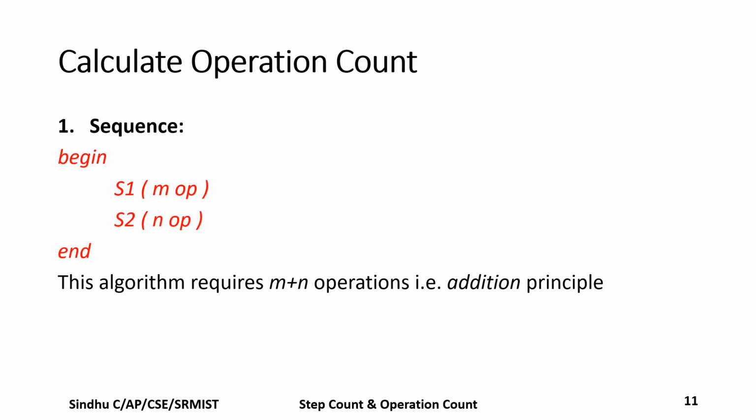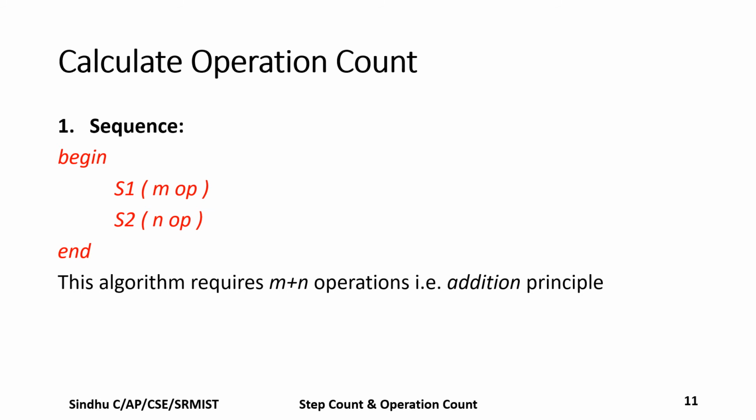Now we have three varieties to this. If it is a sequence statement, what do you do? If it is a selection statement, what do you do? And if it is a repetition statement, what do you do? So first is the sequence statement. Here you can see you have two statements, S1 and S2. Say, for example, S1 has m number of operations and S2 has n number of operations. Then this algorithm requires m plus n operations because both of them are in sequence. So here the addition principle is applied.